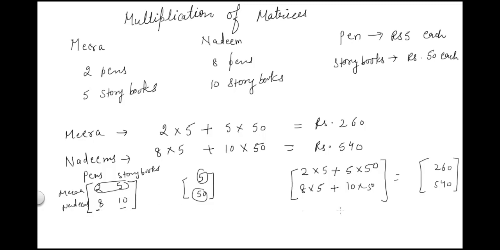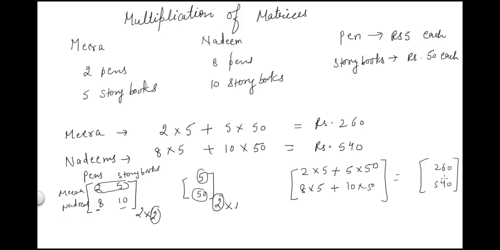So this is an example of matrix multiplication. If you observe carefully, the order of the first matrix is 2 cross 2, and the second matrix has 2 rows and 1 column. For matrix multiplication there is a condition: the number of columns of the first matrix should be equal to the number of rows in the second matrix, right? And the answer that we are getting is this matrix.